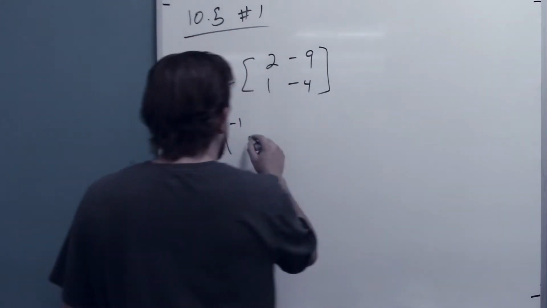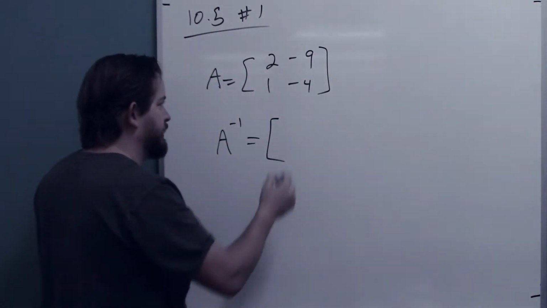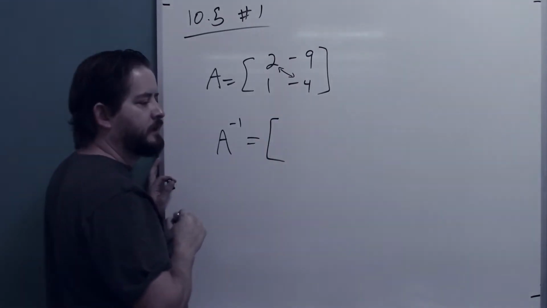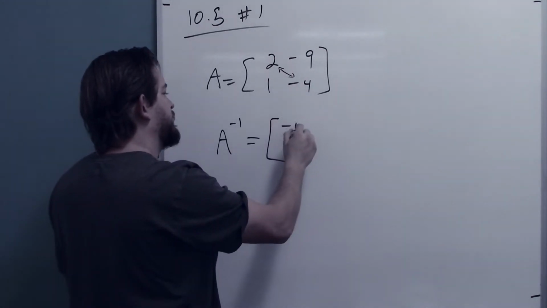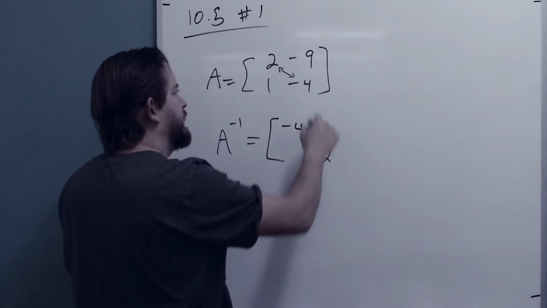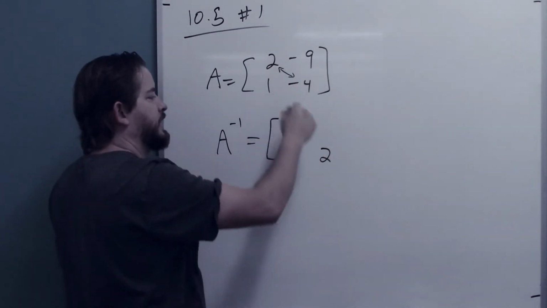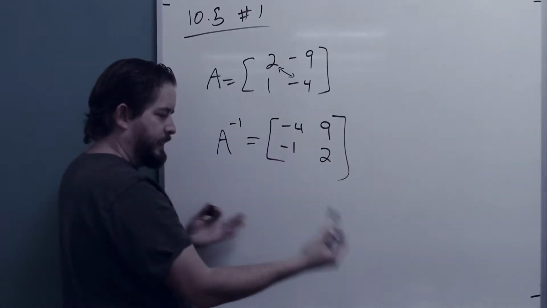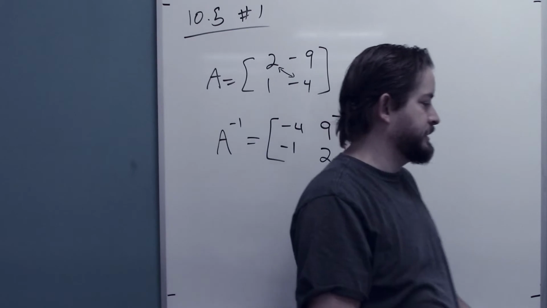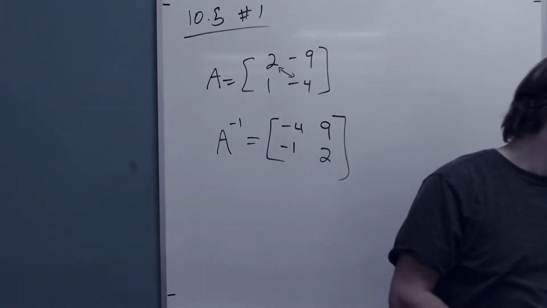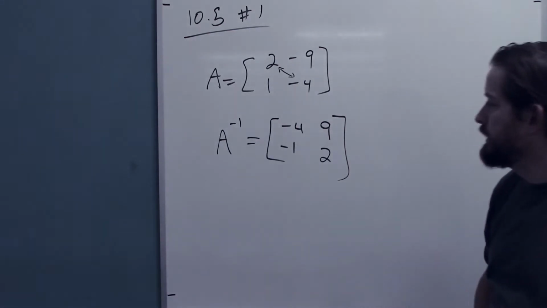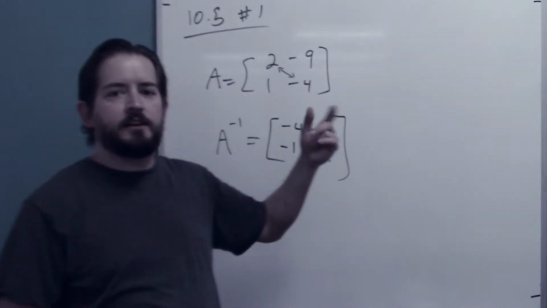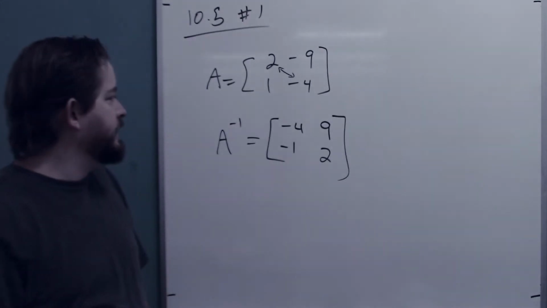The cheaty way, the nice, quick, easy way, if you can remember it, is to switch those two along the diagonal. So the -4 comes up, the 2 goes down, and then these two over here just change their sign. So the -9 goes to a +9, the 1 goes to a -1, and you're done. That's your inverse. That's the quick and easy way.